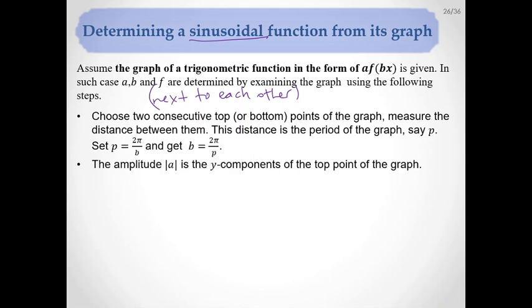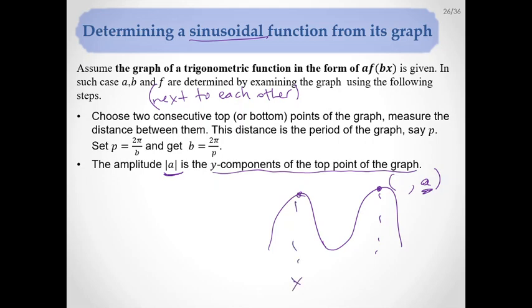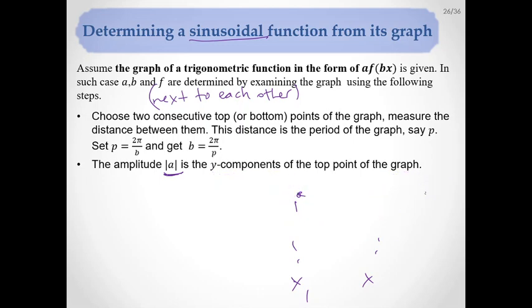Now the amplitude, the absolute value of a, is the y component of the top point of the graph. So when you look at the top points, this will give you a. No matter what the x values are, I can say x1, x2, the y component will definitely be the amplitude, the absolute value of a. We know it's the height, so it makes sense.